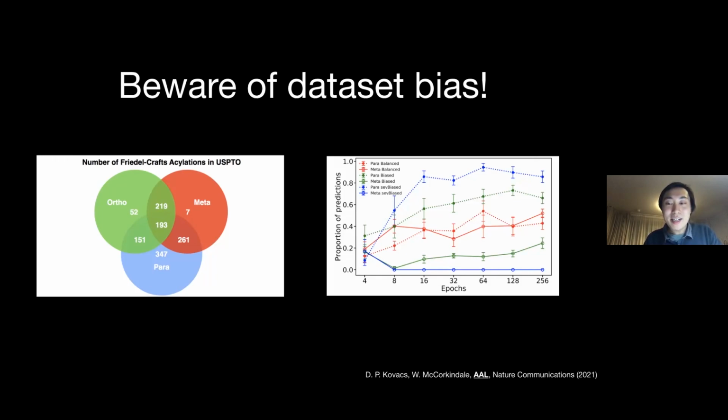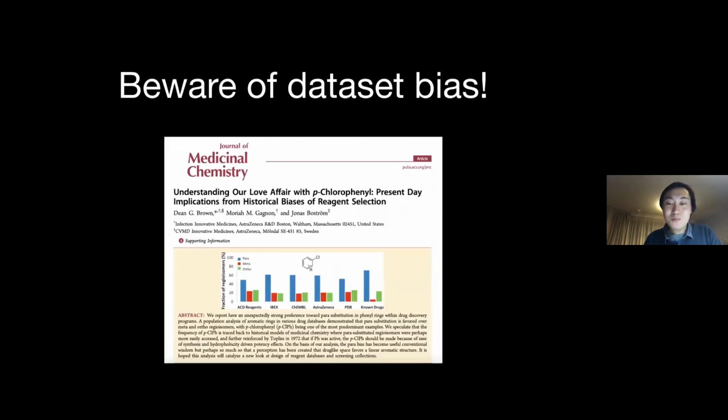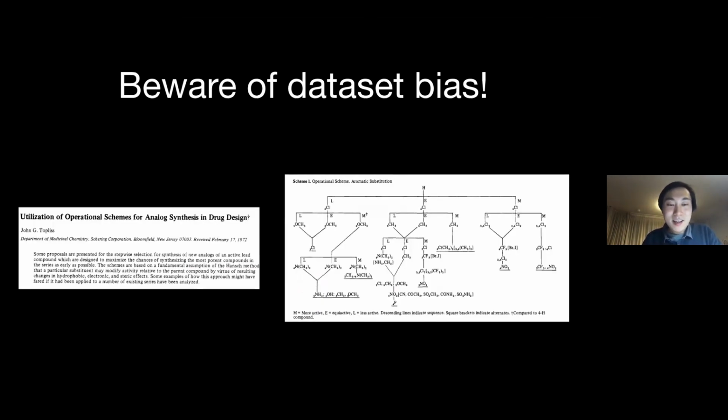And these data set biases are actually quite prevalent in the literature. For example, the para substitution bias originates from the MedChem literature. There's a whole paper dedicated to this bias. It started in the 70s because Topliss, of Topliss tree fame, a well-known guide to structure-activity relationship, suggested that when people make a compound, they always make the para-chloro and the para-methoxy as a way to probe structure-activity relationship. Therefore, there are a lot of compounds in the literature with a para substitution pattern, and that permeates the data set, giving a lot of para-forming reactions.